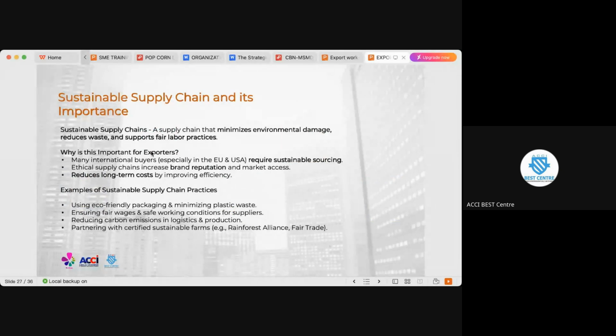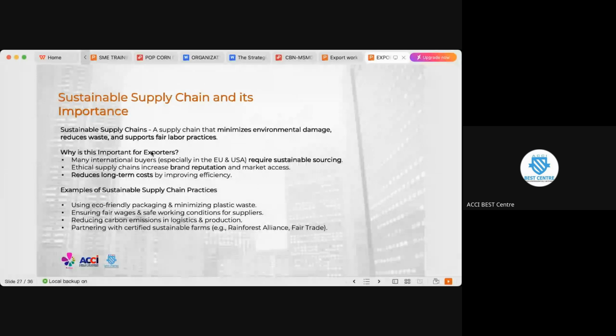Now let's talk about sustainable supply chain. What do you mean by sustainable? A supply chain that minimizes environmental damage. The last slide we have just spoken about the supply chain, starting from the raw material sourcing to the logistics and to the end user, to the customer. So within this process, a sustainable one is one that minimizes environmental damage, reduces waste, and supports fair labor practices.